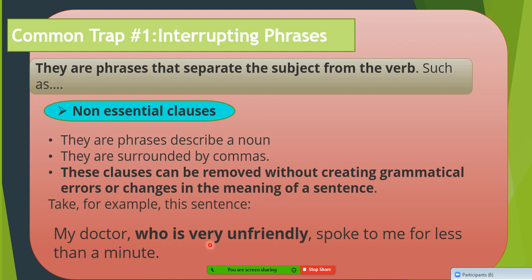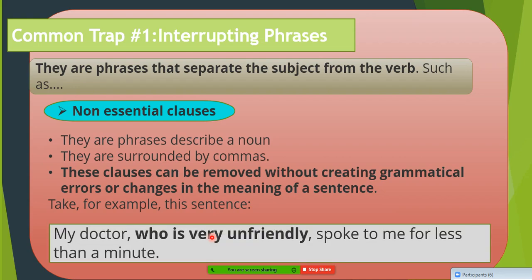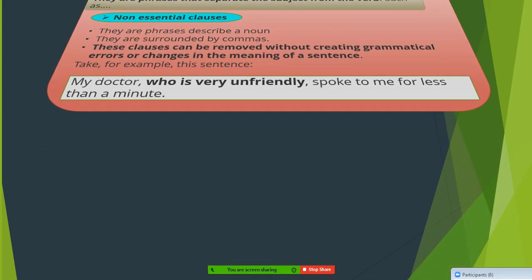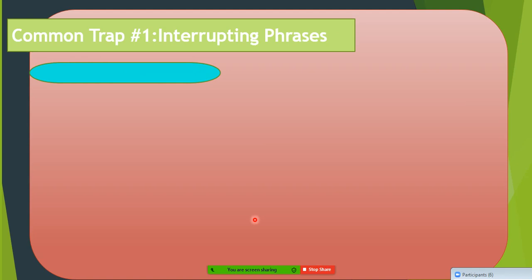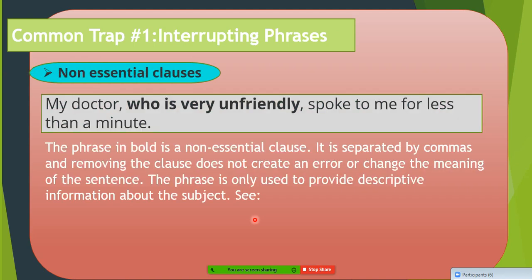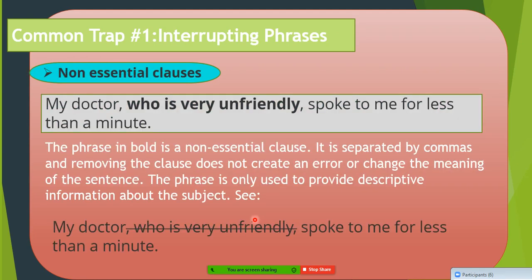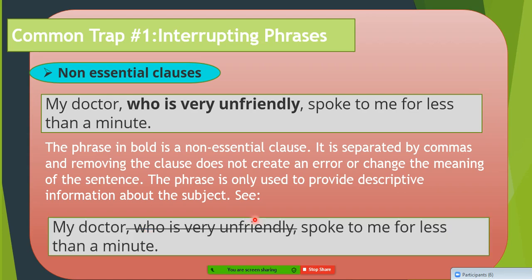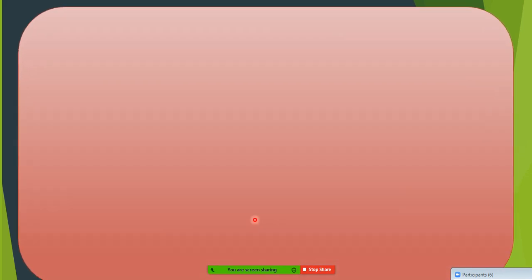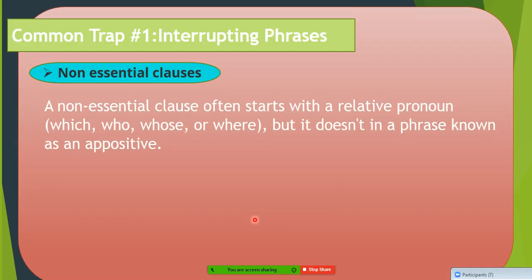What do you mean by interrupting phrases? Phrases that interrupt the sentence just in the middle, separating the subject from the verb. So the interrupting phrases are phrases that separate the subject from the verb. Do you remember the non-essential phrase, that if we just cut it off or eliminate it from the sentence, the meaning of the sentence will not change? This is what we meant by the interrupting phrases.